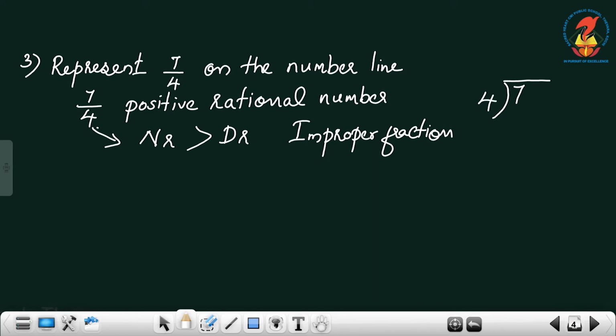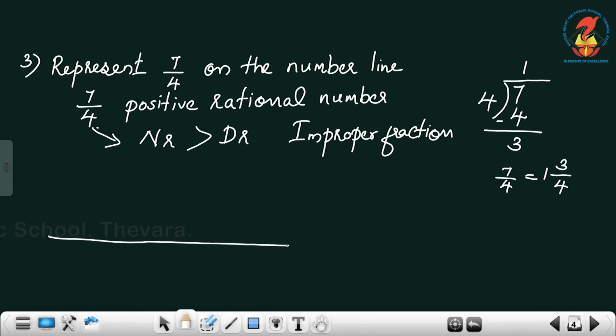Look here, 7 divided by 4, 1 time. So 7 by 4 we can write as 1 3 by 4. Therefore, the value of an improper fraction is more than 1. So 1 is the whole number part and the next whole number part is 2. Therefore, the rational number 7 by 4 lies between 1 and 2. Now we can represent it.